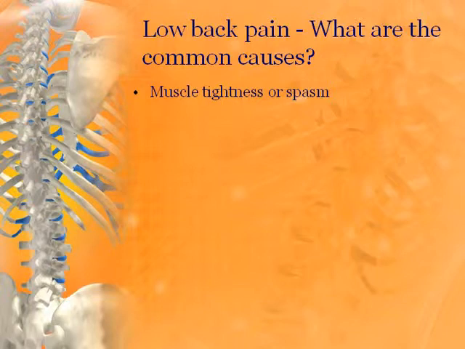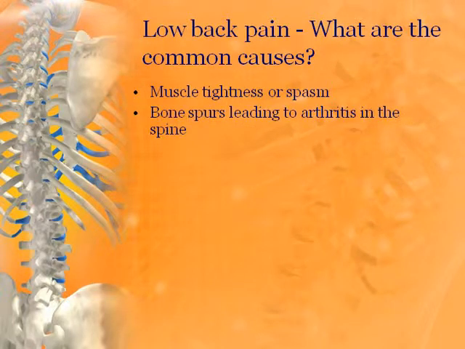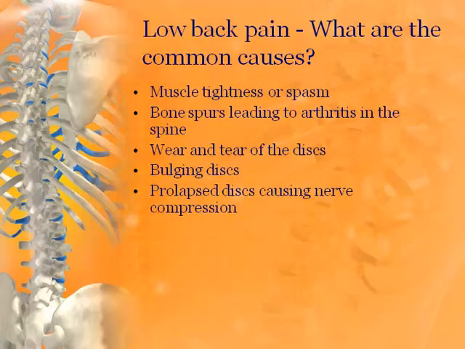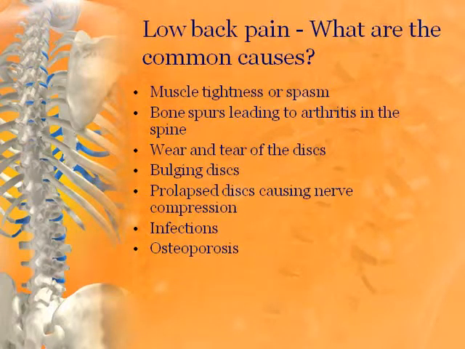So what are the common causes of low back pain? Muscle tightness or muscle spasm. We've talked about bone spurs leading to arthritis. Disc problems we've talked about. Bulging discs, prolapsed disc causing compression or pinching of a nerve root. Certainly infections, there are certain types of infections which can cause low back pain by affecting various structures in the lower back.